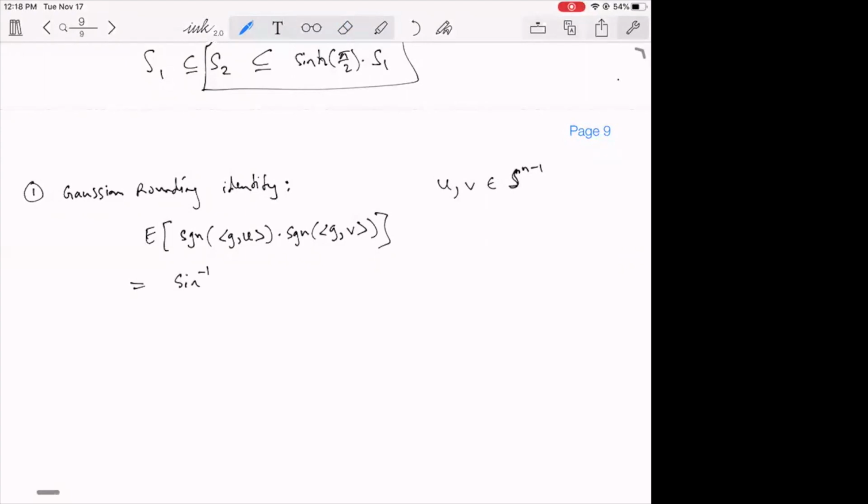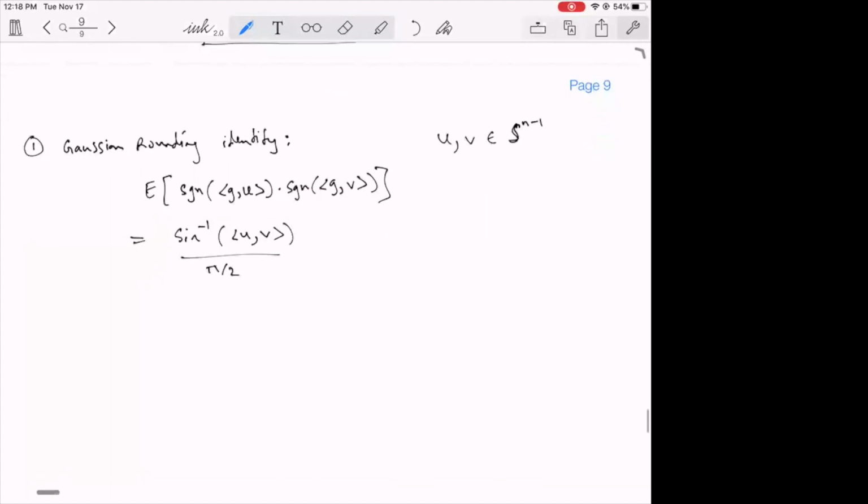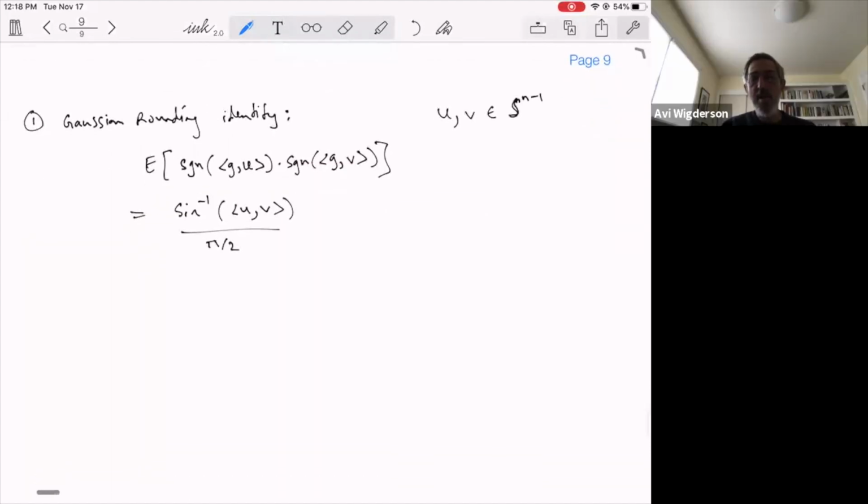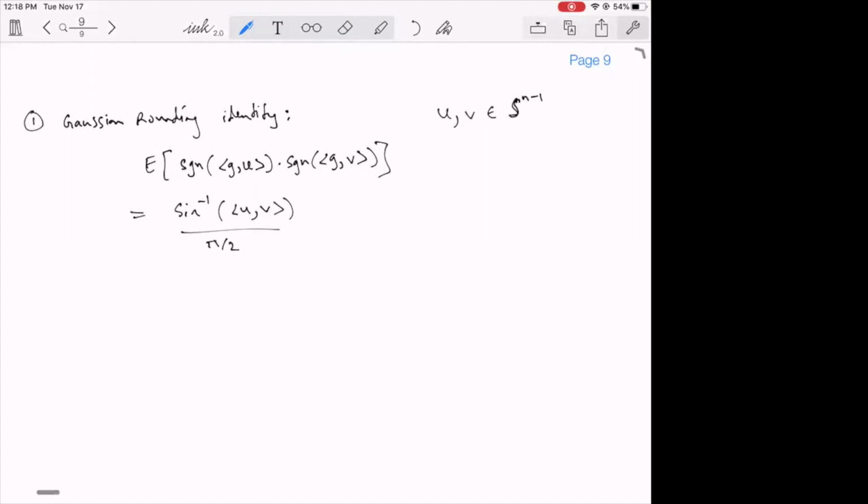Then this expectation depends only on the inner product of U and V, and in particular, it's equal to sine inverse of the inner product of U and V, divided by pi over 2. So this is exactly what's used in the rounding algorithm of the max cut of Goemans and Williamson. Yes, in fact, Grothendieck actually used hyperplane rounding first in his proof.